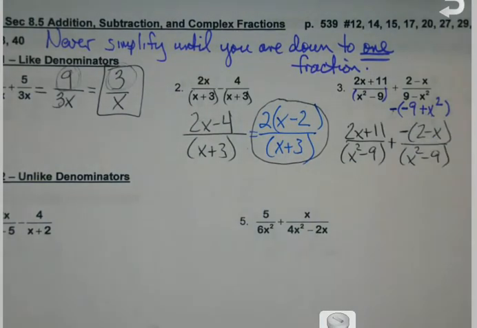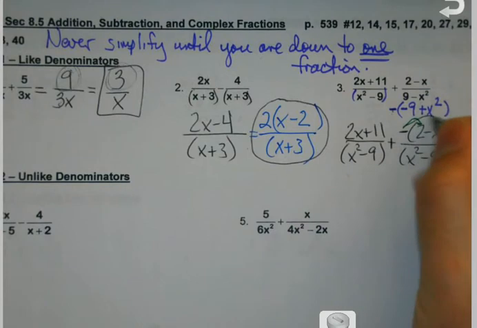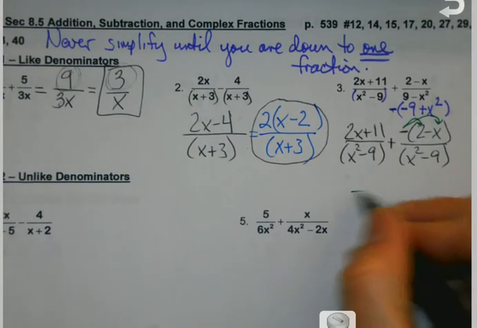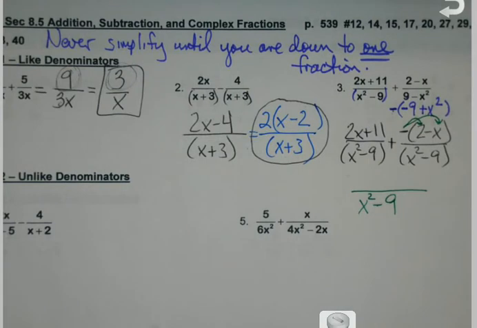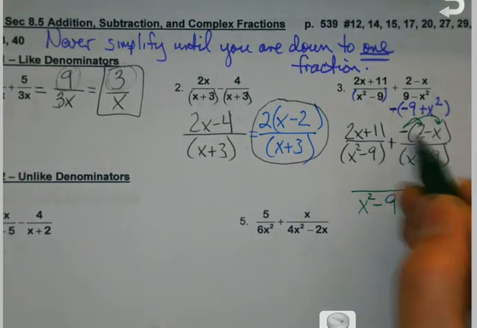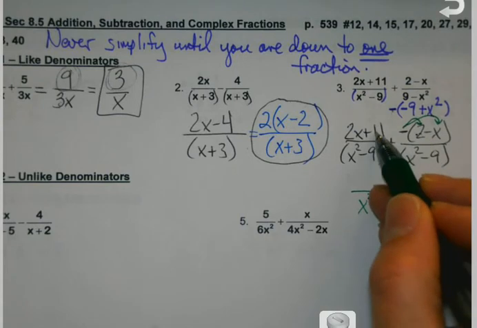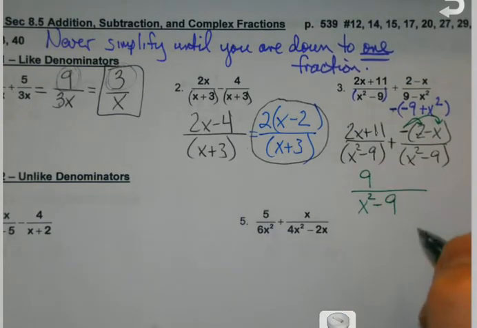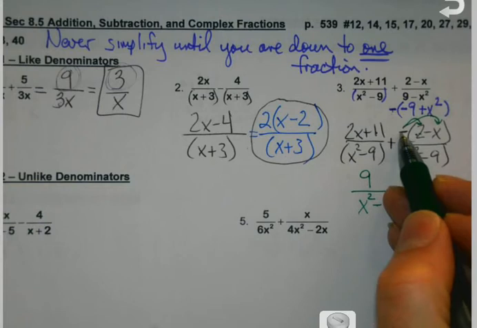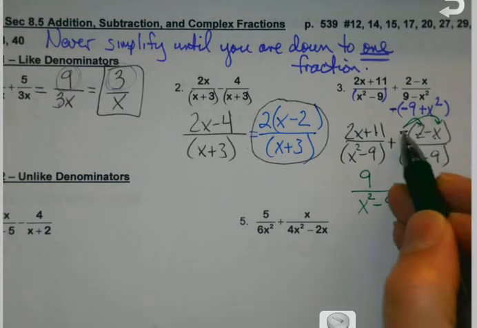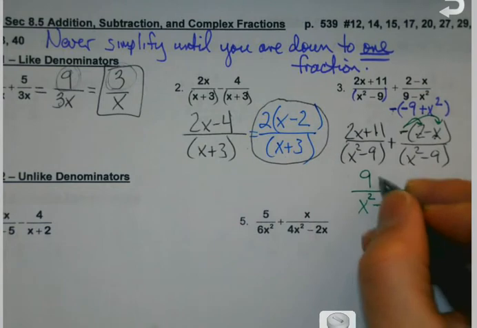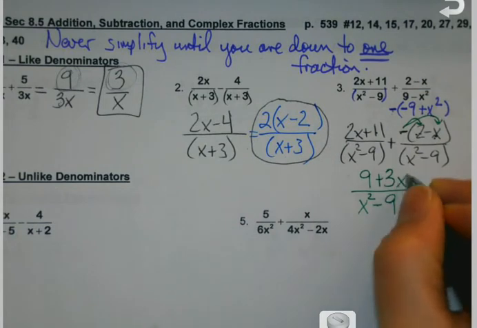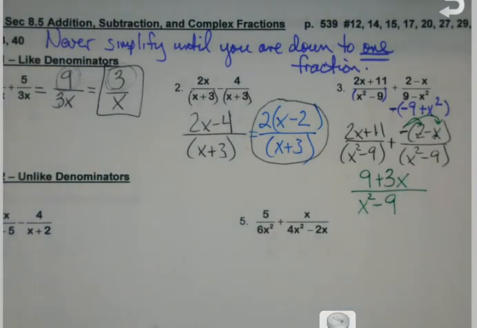And the only thing left I have to do is to distribute that negative through and combine my like terms. So I look and I'm like, okay, so that's going to be negative 2. So negative 2 plus 11 is 9. And then the opposite of negative x, or negative times negative, is a positive 1x. So 1x and 2x is 3x. But wait.